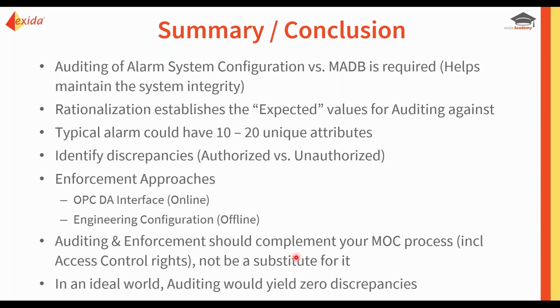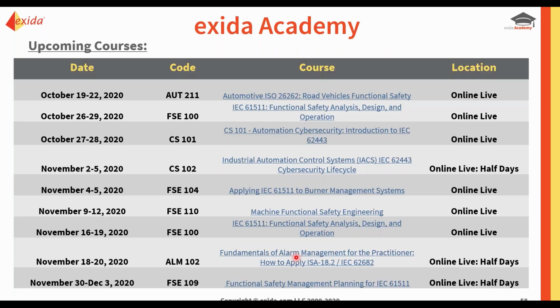If you are following a rigorous management of change process and you've set up authorization or access controls, then there should be very little discrepancies that you find during the audit process. Ideally, it would be none. If everything was working the way it should, there would be zero discrepancies.